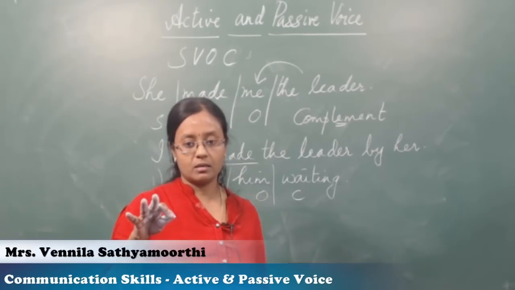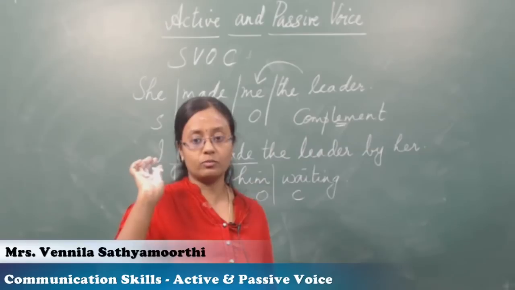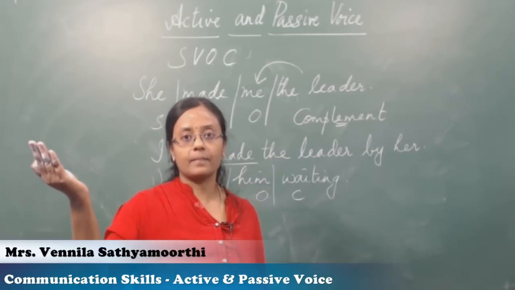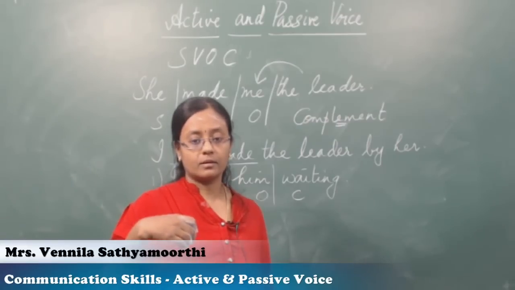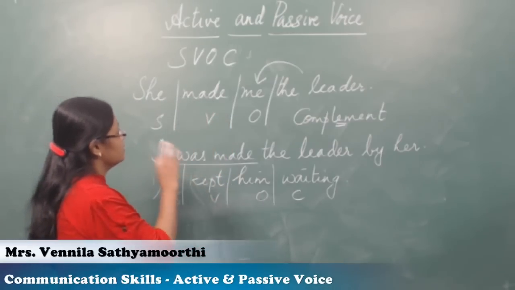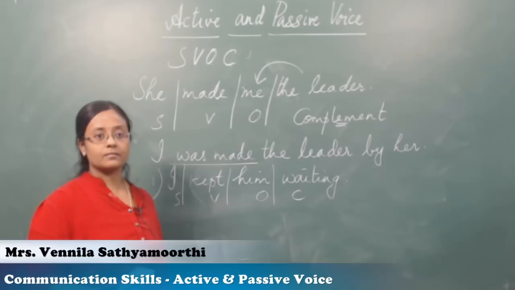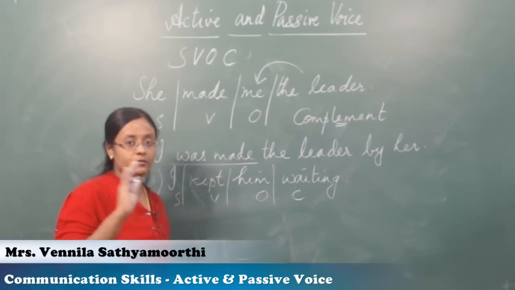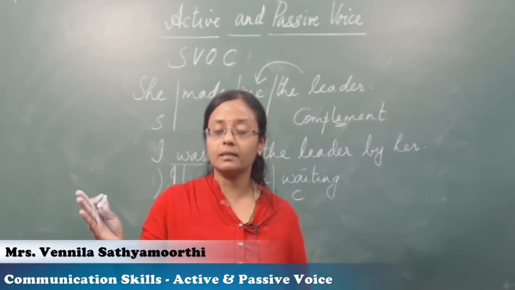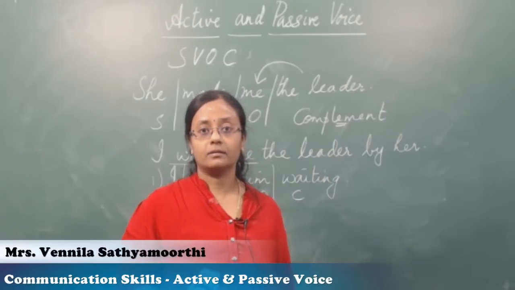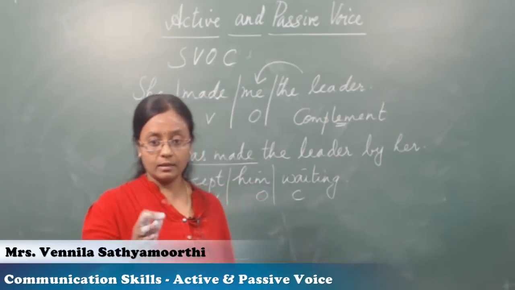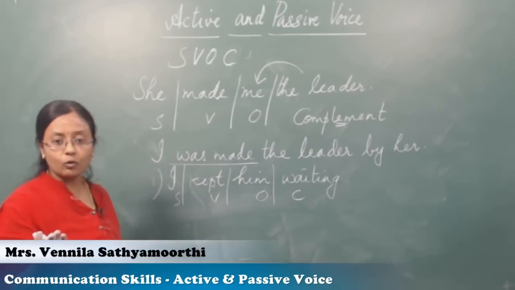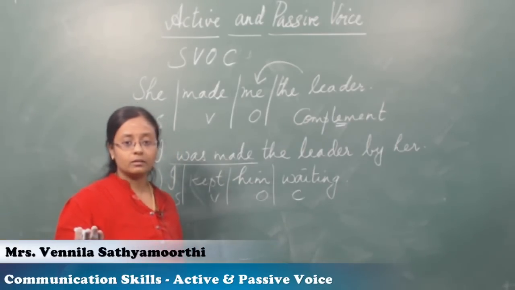"Was to be made." Then the active form should be like "she was to make her leader," whereas it is "she made me the leader." See here, the action is complete. If the sentence is like "she was to make me leader," that was a plan, right? Then this one is right: the leader was to be made by her. That's a different thing. Is it the only way?